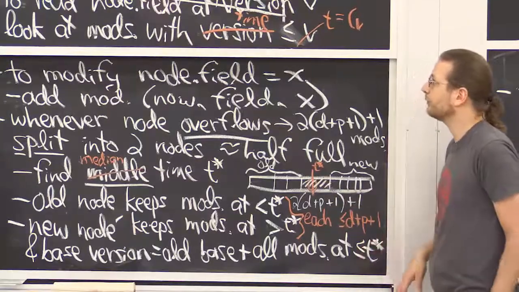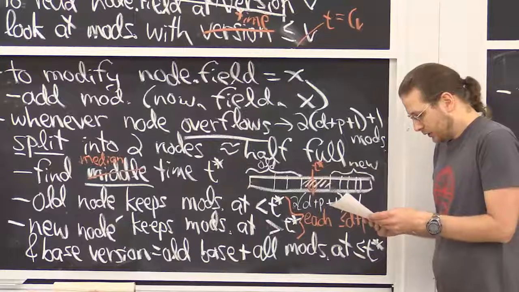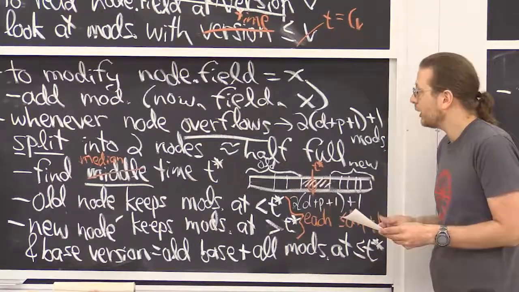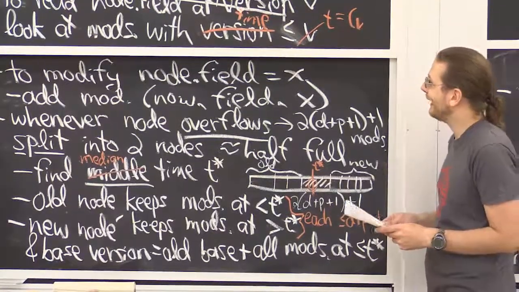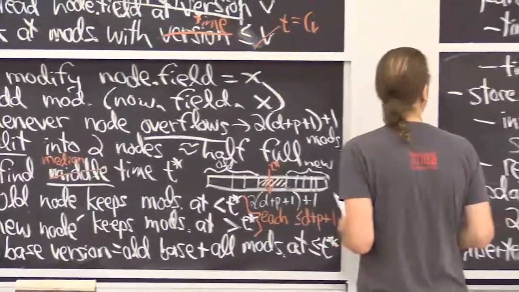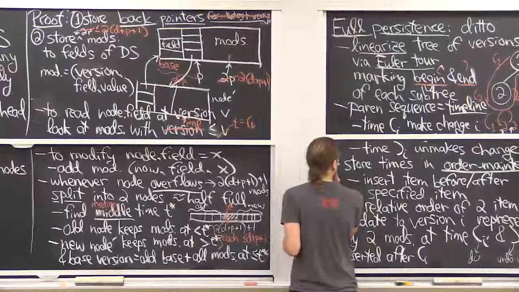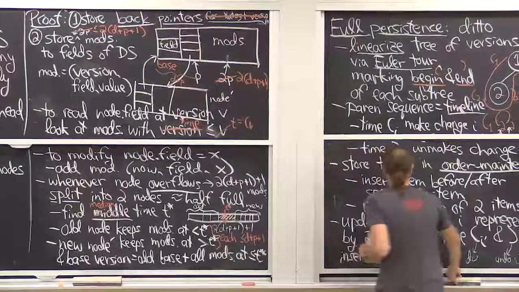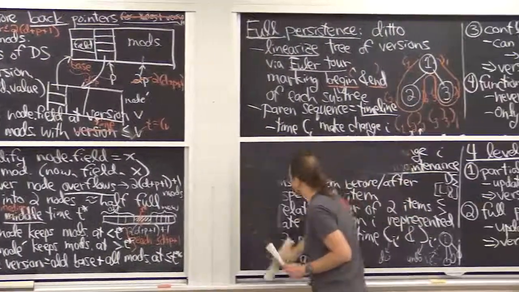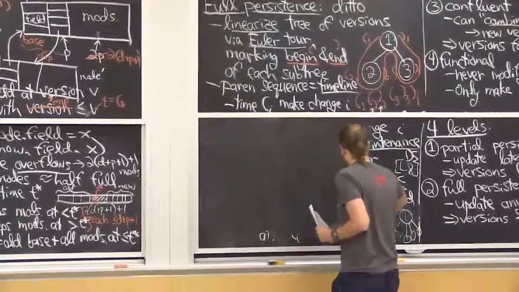Okay, that's going to be important for the amortization, which is almost the next thing to say. But there's one other thing we need to do. Let me do it over here. We've linearized the timeline, so I don't need to keep track of that anymore.